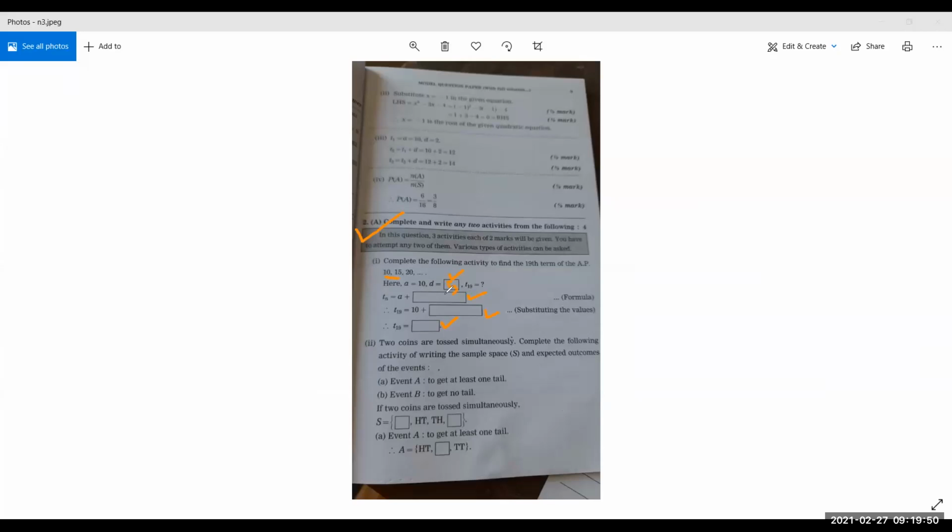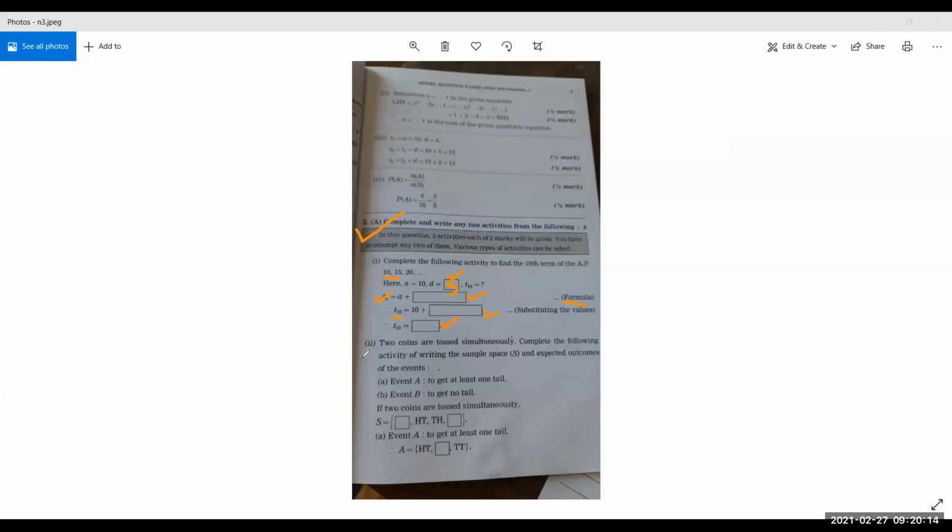So the first blank space we have filled. Then next is the formula for Tn. A is given, so directly write the formula. The answer is also here. After writing the formula, put n equals 19 and solve that one. For the final, Tn equals T19 equals the answer. So here, filling these 4 blank spaces, we will get 2 marks.